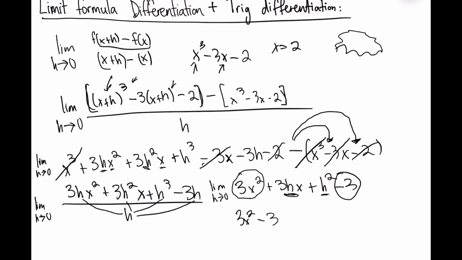Now, wait a minute. Where have I seen this before? Oh, wait. 3x squared minus 3 is our differentiated version of x cubed minus 3x minus 2. Isn't that crazy, you guys? You move the 3 here, subtract 1, and you're left with 3x squared minus 3.